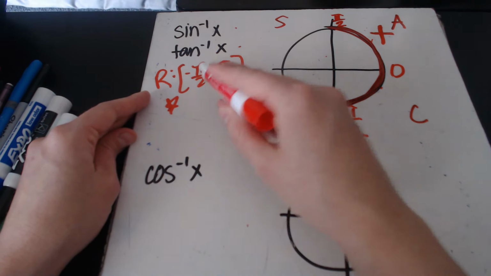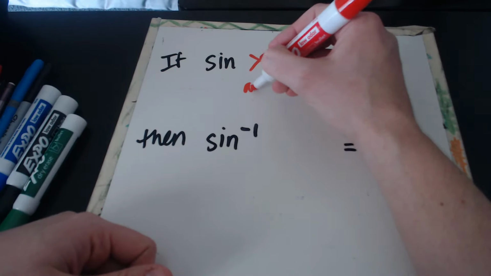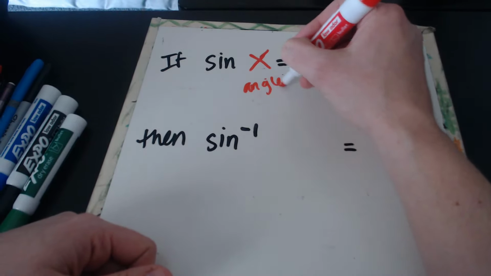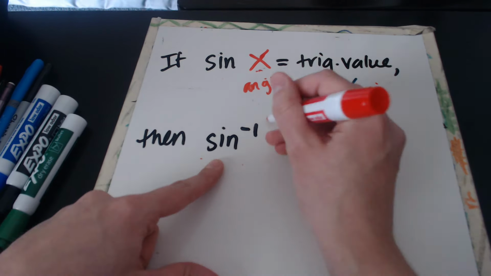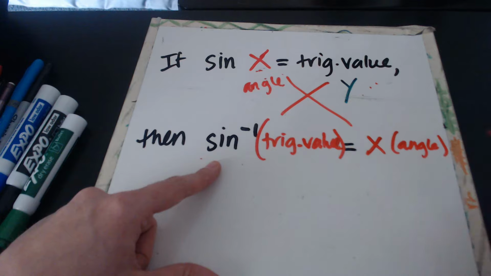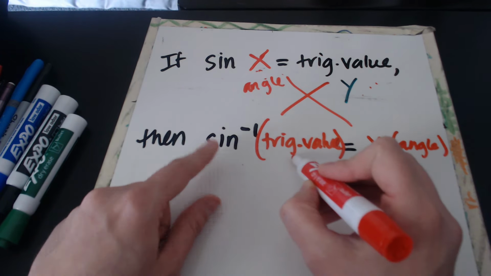Something like that. Here's another way to think about it using that idea that in an inverse function, x and y are switching. Normally if I say sine of x is equal to a trig value, x would be my angle. The trig value is like my y, that's my answer. Well, then in sine inverse, these two values are switching. So sine inverse of a trig value needs to equal the angle, x. Again, I'm going to ask you what angle has this trig value for sine. We'll do some examples.